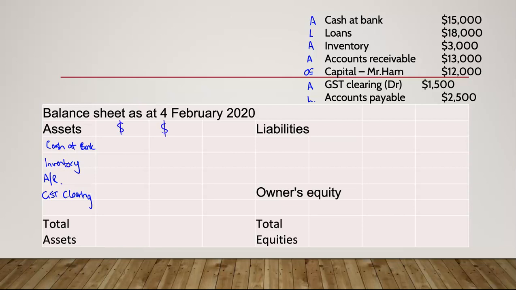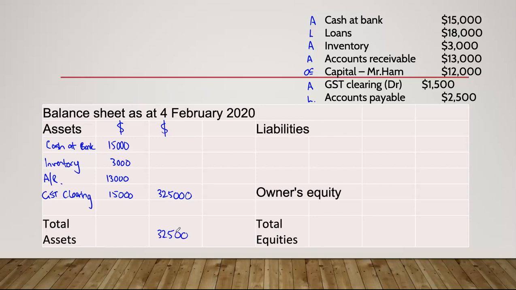And we know from units 1 and 2, if we have to add up more than one number to get our total, we put the individual totals on the first dollar sign on the left column. So $15,000 of cash, inventory of $3,000, accounts receivable of $13,000, GST clearing of $1,500. I add these up. This equals my total assets of $32,500, and I probably should put this down here.